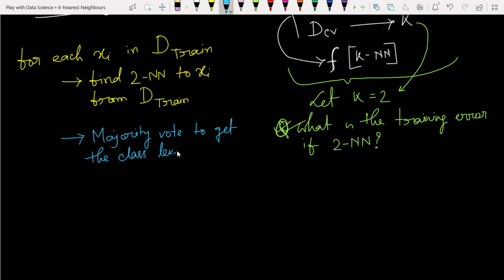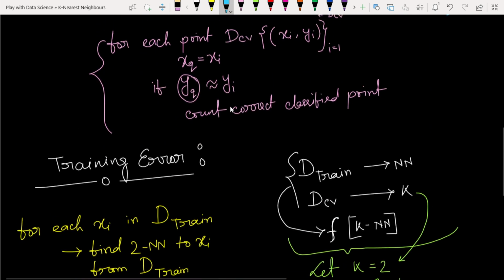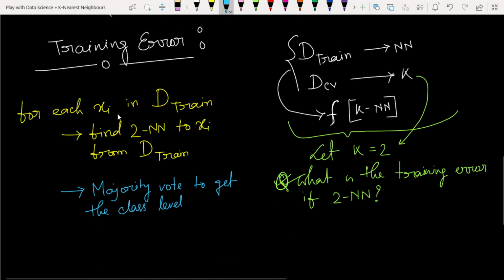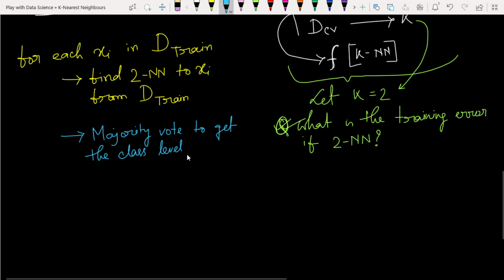Simple. First, instead of taking the query point from our cross validation data, here we take the query point from the train data, find the two nearest neighbor points to xi from our training data, and then take the majority vote to get its predicted class label.